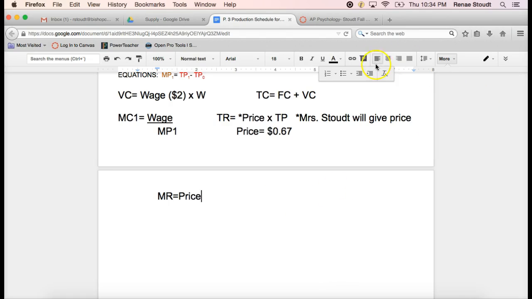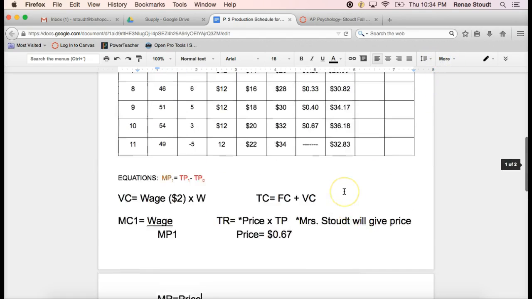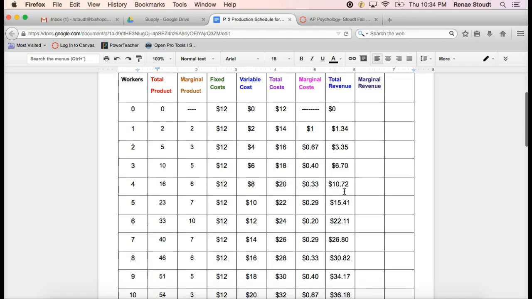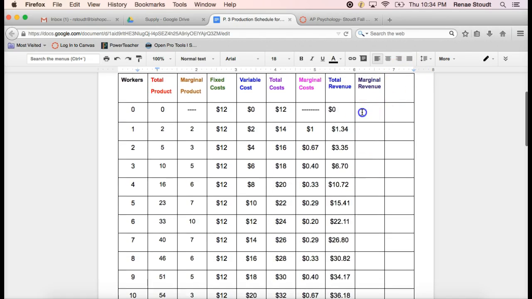Okay, so marginal revenue is the same thing as price. Now, when we go up here and we're filling it in for the marginal revenue column, you can fill in the price except for at 0 workers, because just like marginal cost and marginal product, we didn't add anybody, we didn't change anything, so we can't fill anything in there. Okay.